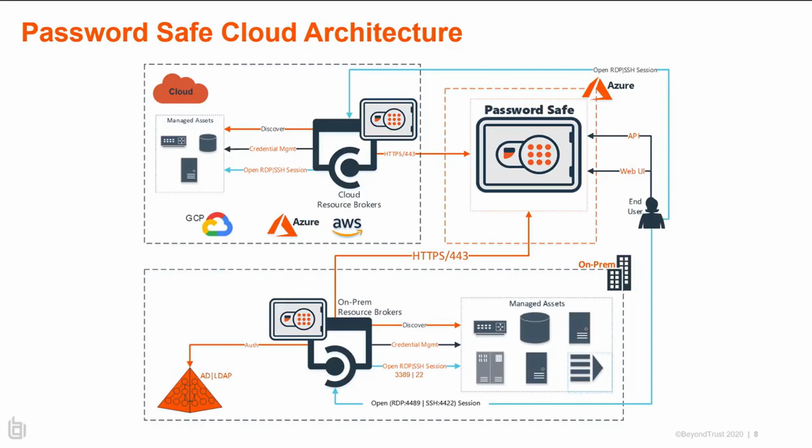The third slide shows the architecture of Password Safe Cloud, which, under the hood, is largely similar to the on-premises architecture. However, with resource brokers in the cloud and on-premises that are used to manage credentials on managed assets and host sessions from users to those assets.